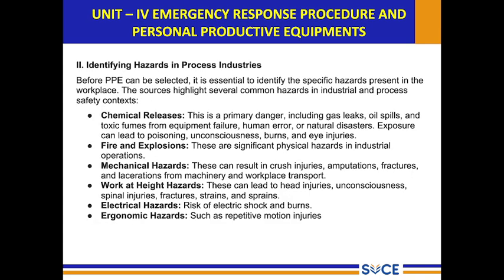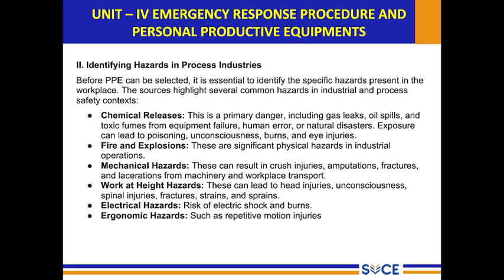Fire and explosions. There are significant physical hazards in industrial operations: mechanical hazards, work at height hazard, electrical hazard, ergonomic hazard. These are the six hazards, six risks which we have seen. Chemical release: when there is a toxic release, there is a prime danger. How do we protect ourselves from the chemical releases? How do we protect ourselves from the fire and explosions? How do we protect ourselves from the mechanical hazards?